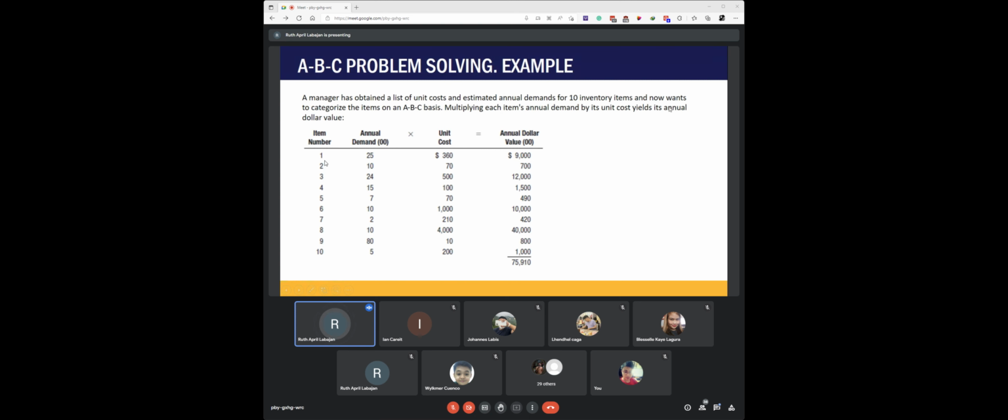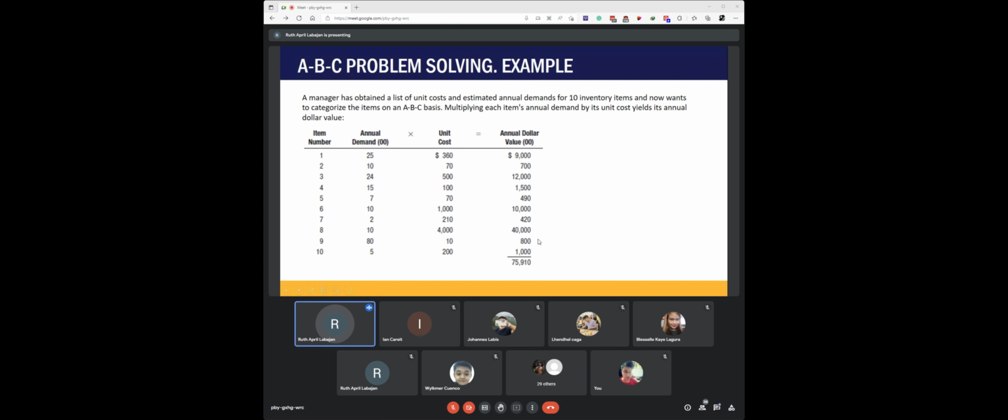So for item number 1, for instance, here, 2,500 times $360, that will give you 900,000, okay? In terms of annual dollar value, okay? Then you do that for each item, okay? You get the annual dollar value of each item. Then get the total.